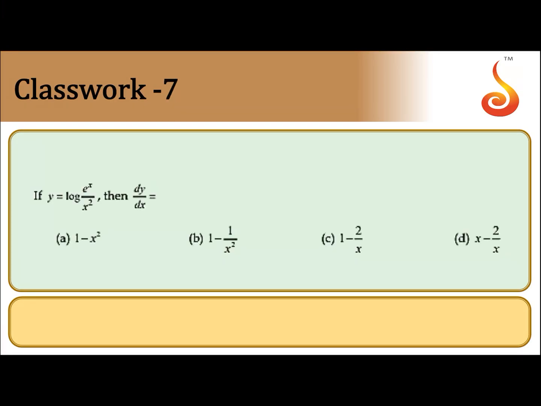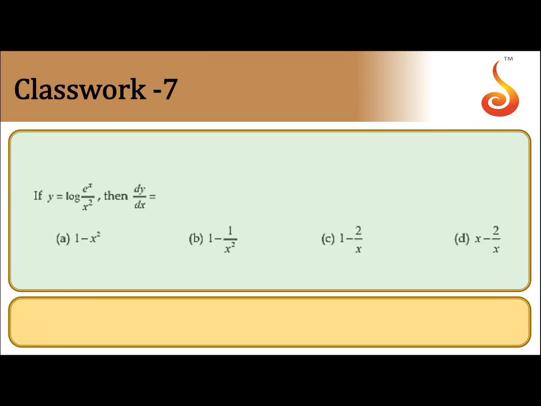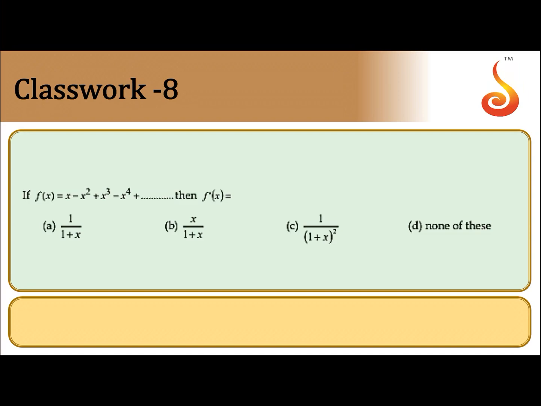Coming to the next one. y is equal to logarithm of e power x by x square. So y is equal to log of e power x by x square, which is nothing but x minus 2 log x. Clearly y dash is equal to 1 minus 2 by x. I hope it's a simple problem. 1 minus 2 by x.